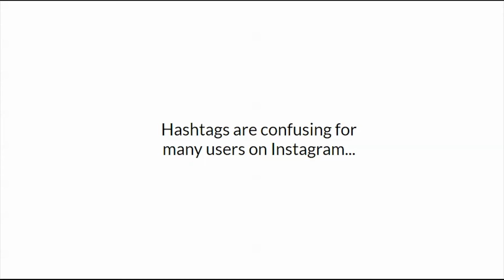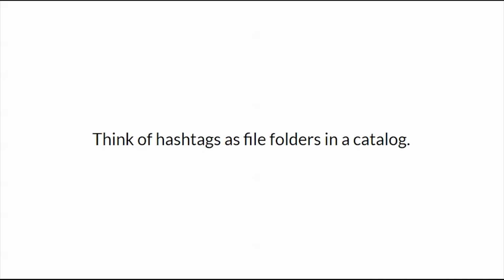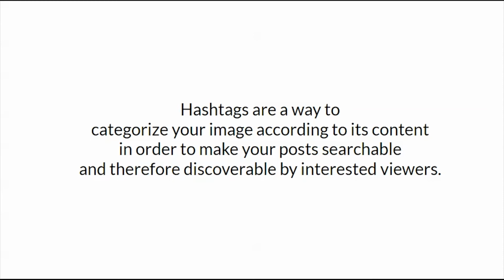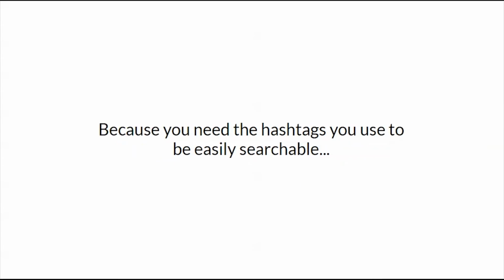Hashtags are confusing for many users on the platform, so don't feel bad if that's you. So let's start this lesson by first explaining how hashtags work. Think of hashtags as file folders in a catalog. Hashtags are a way to categorize your image according to its content in order to make your post searchable and therefore discoverable by interested viewers. At their most basic, hashtags are just an organization system.